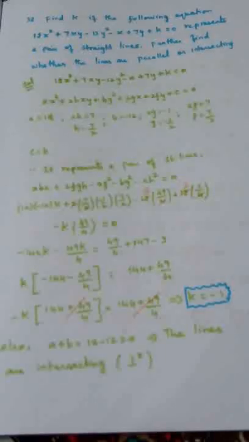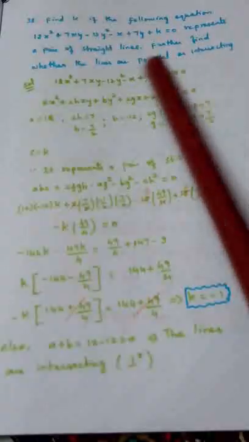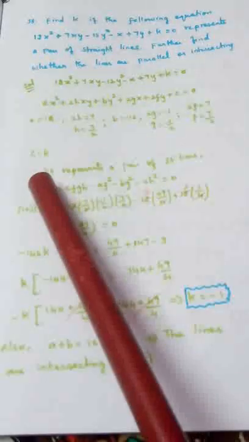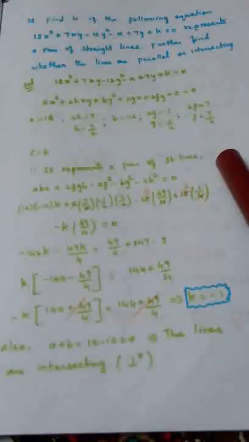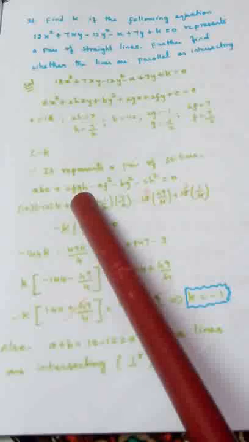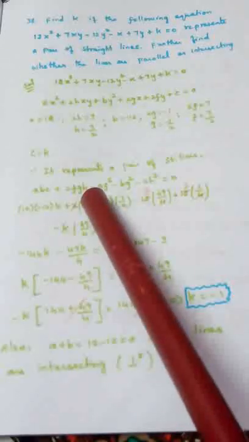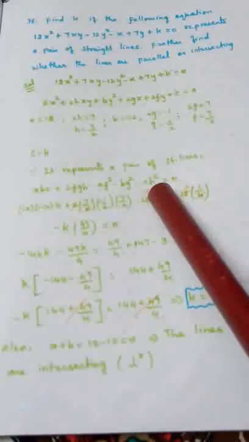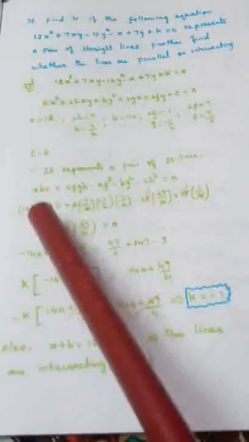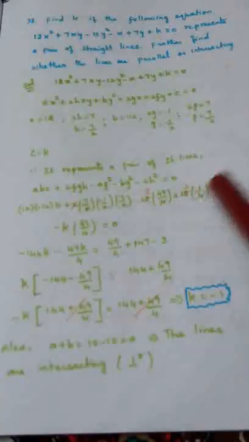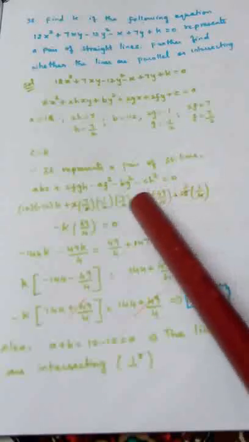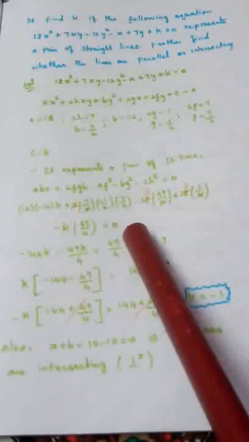Now what is given in the question? This equation represents a pair of straight lines. They have given it. So since it represents a pair of straight lines, what is the condition for a pair of straight lines? abc plus 2fgh minus a into f square minus b into g square minus c into h square equal to 0. Substitute all the values and put equal to 0. Why? Because they themselves have given it is a pair of straight lines, so we can take the answer as 0.